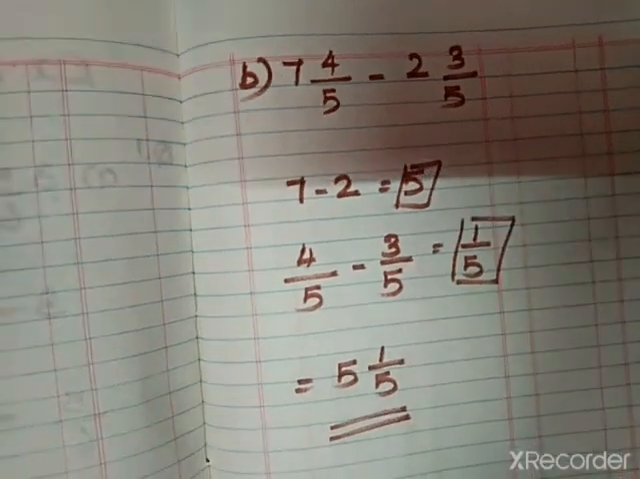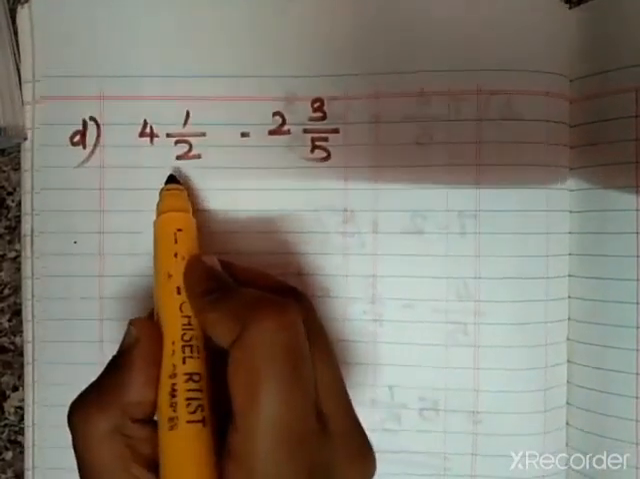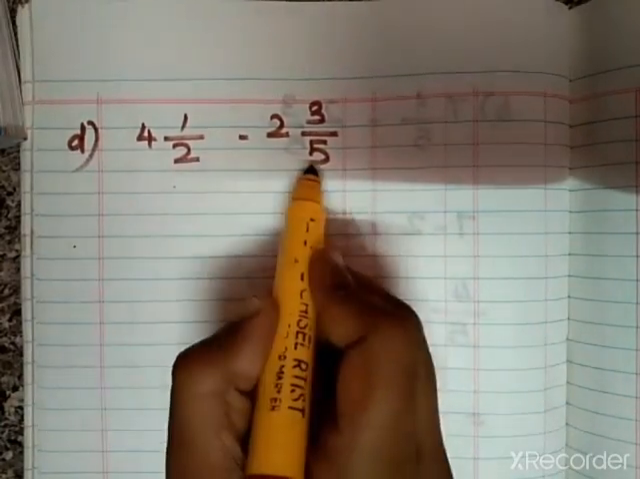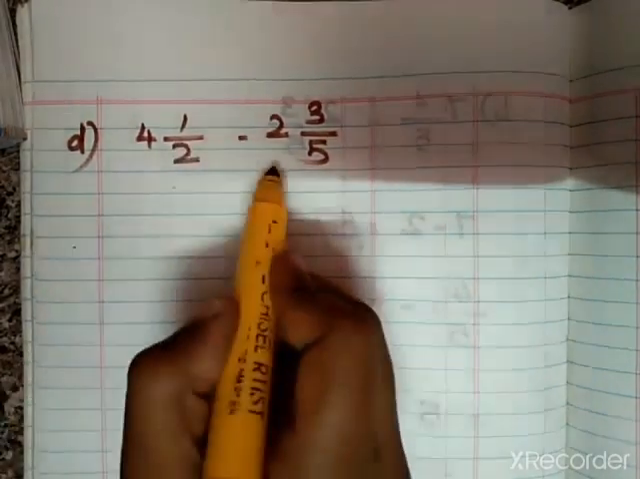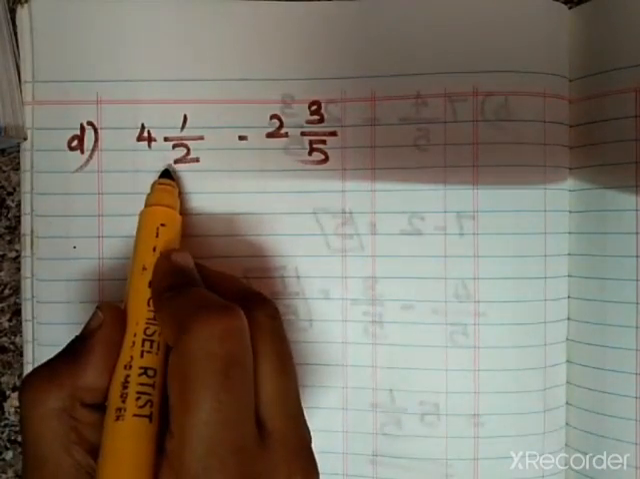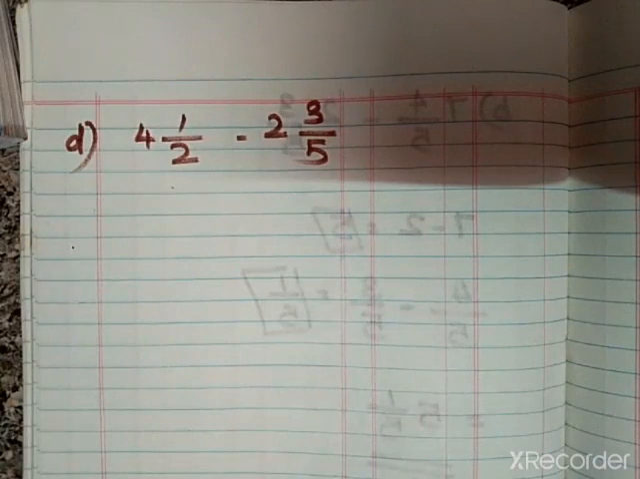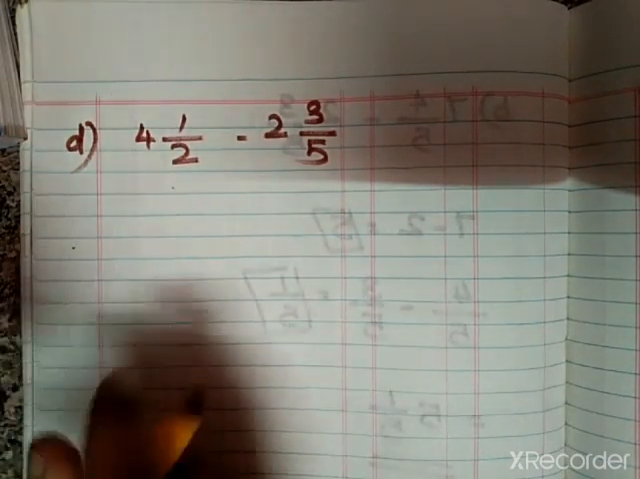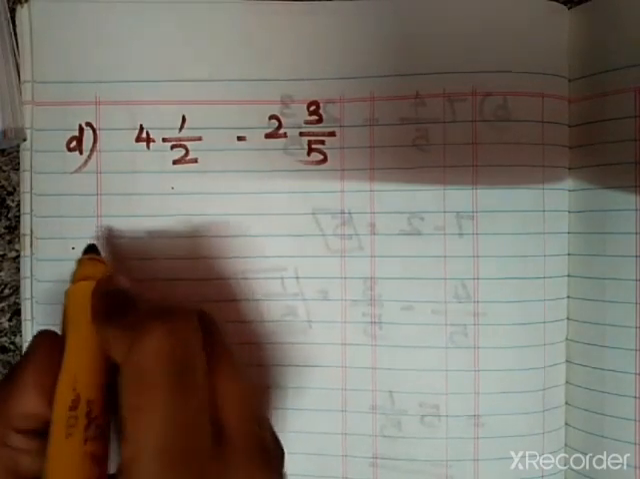Let us see. So here when you look at the question you can see that both the fractions are unlike fractions. So the first step to do the subtraction of this type of mixed fraction is to change the fractions into improper fractions. So how to change a mixed fraction into an improper fraction you have already learned. Now I will show you.